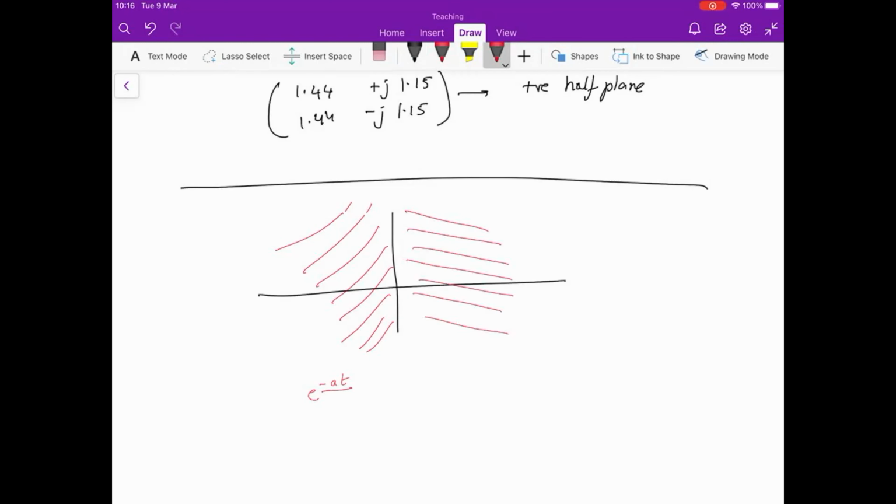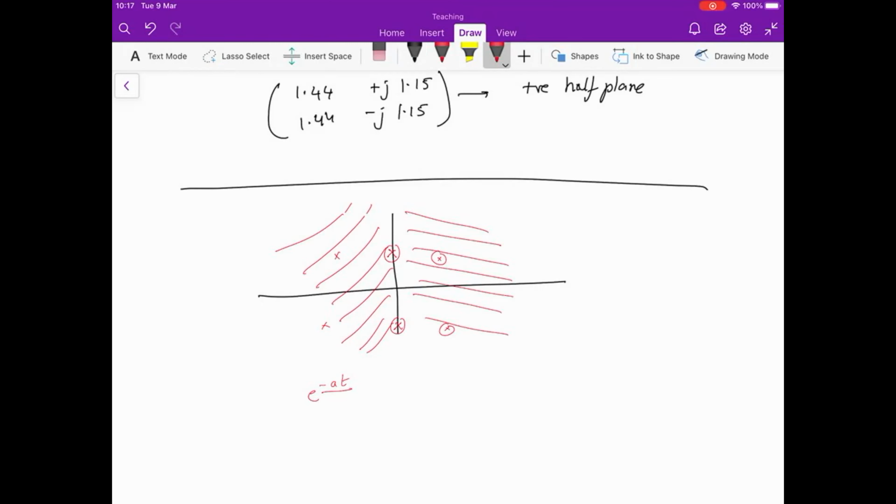And then if you have complex roots, they're going to be complex conjugates. So if you have any root over here, you're going to have a complex conjugate, as we saw over here, 1.44 plus j 1.15, that would be this one over here, and that's this one over here. Similarly, you can have complex conjugates in the negative plane. That's okay. Now, if you have a single pair of complex conjugate roots that lie like this on the y-axis, then that leads to oscillatory behavior.